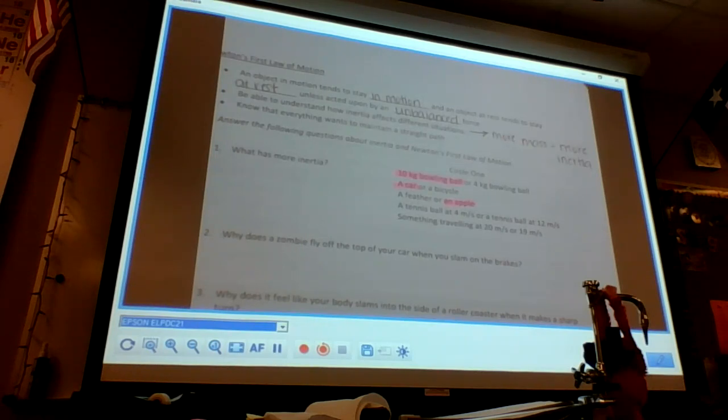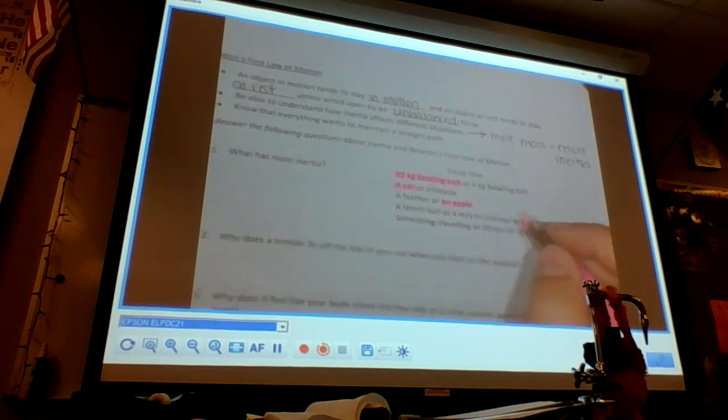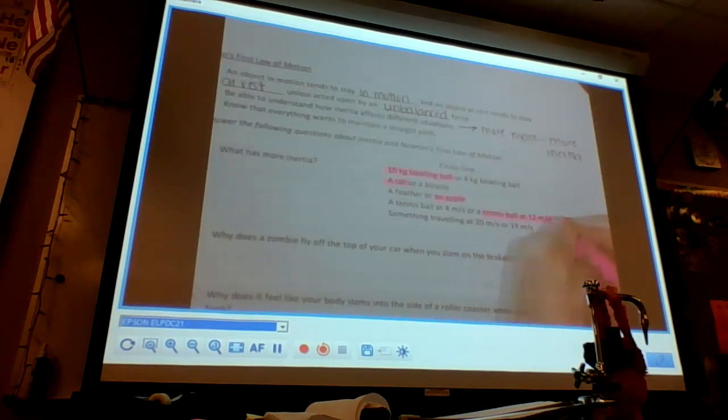Okay, this one is going to talk about velocities a little bit. Does a tennis ball at 4 meters per second or a tennis ball at 12 meters per second have more inertia? 12. Okay, the one that's going the fastest will have more inertia. Something traveling at 20 meters per second or 19 meters per second? 20.